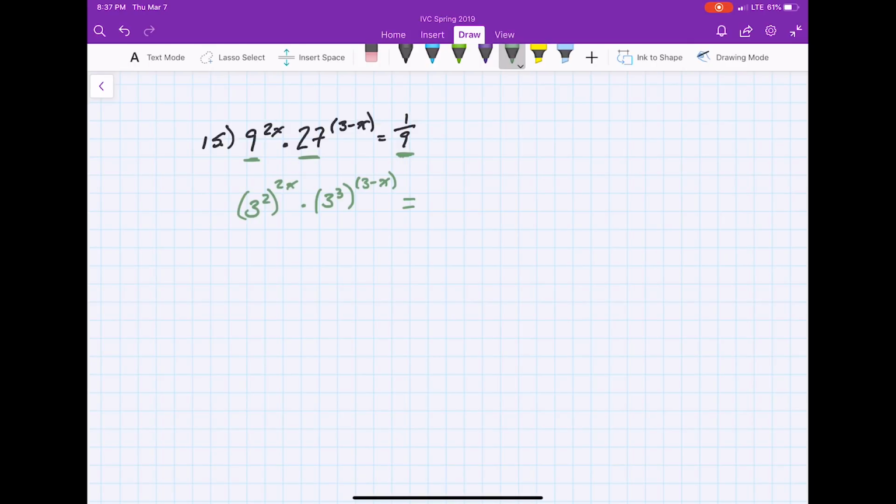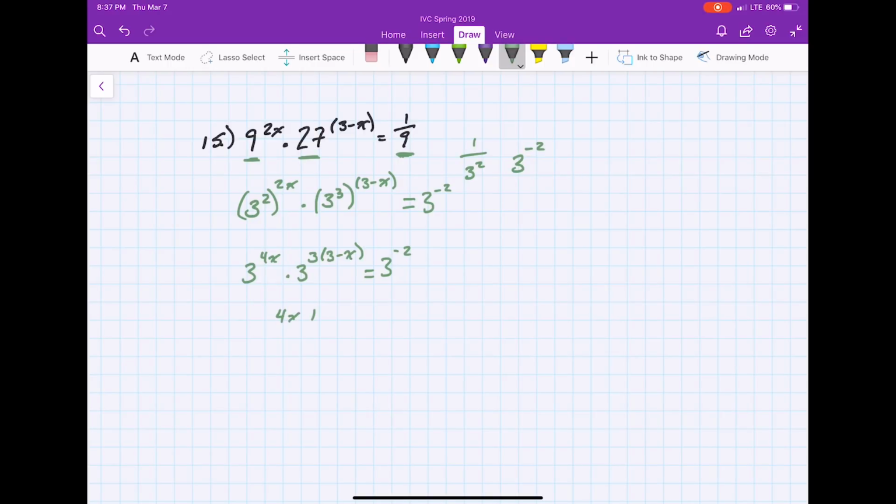Equals, all right, so we've got 9. So that's 3 squared, 1 over 3 squared. But we can push that up to the top and make it 3 to the negative 2. So we've got 3 to the negative 2 here. So now our bases are all the same. I just need to clean up the exponents on the other side. So I've got 3 to the 4x times 3 to the 3 times the quantity 3 minus x. It's looking super ugly here, isn't it? Equals 3 to the negative 2.